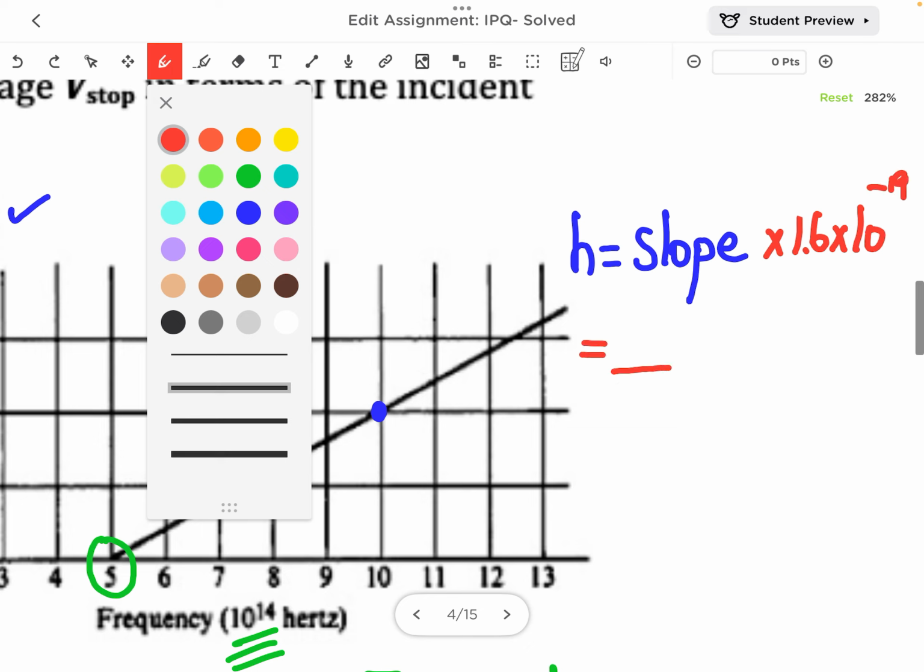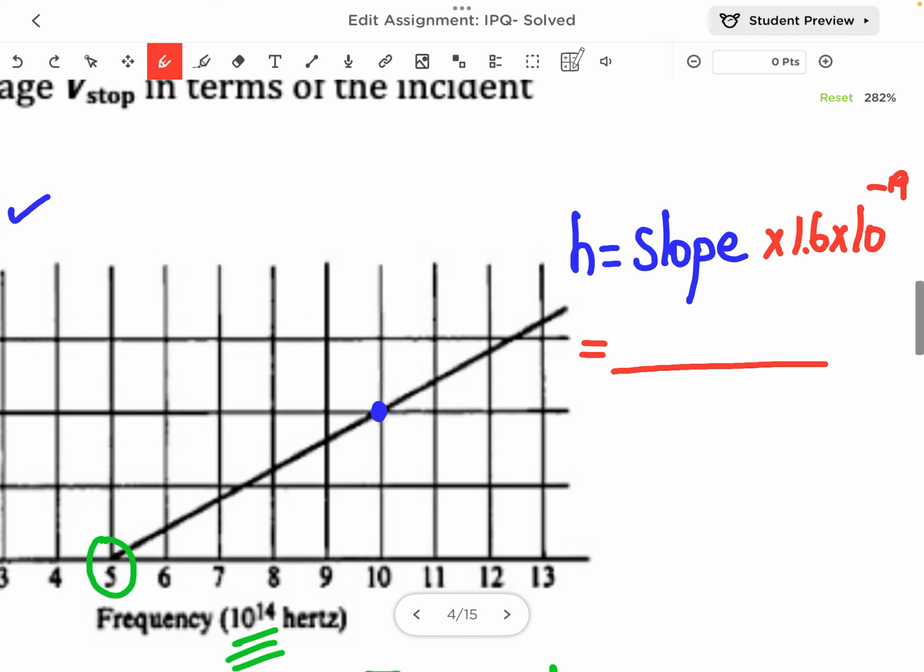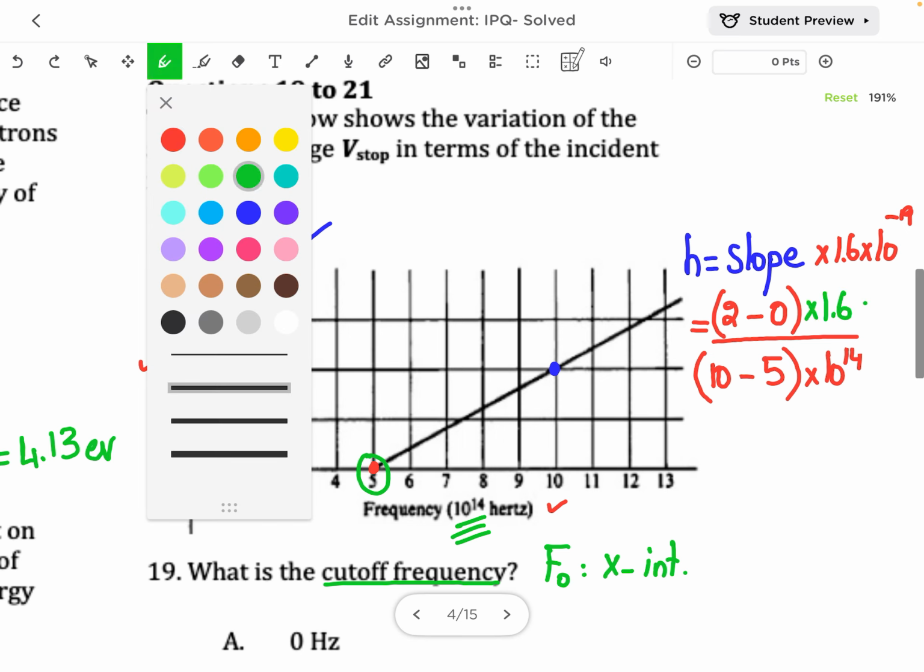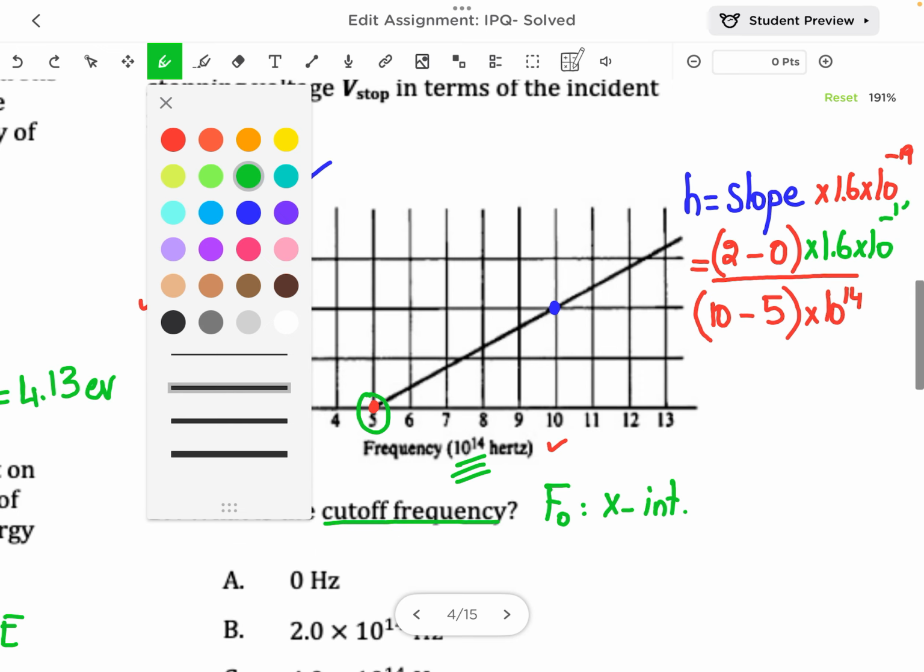Now let's find the slope. So I'll use my two numbers here. I'll use the 2 with the 10. So 2 and below I have 10 minus. Here I'll use this point which has y equals 0 and x that is equal to 5. Not to forget that the frequencies have 10 to the power of 14. And here we need to put our conversion. Not all the time, but when we're using the stopping potential, and eventually it will be 6.4. Yeah.